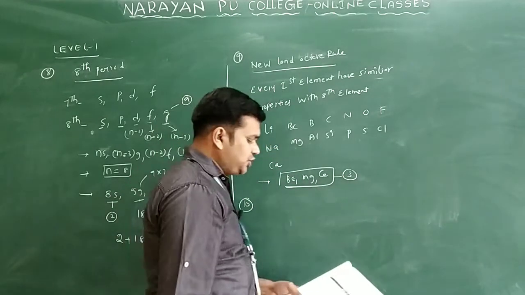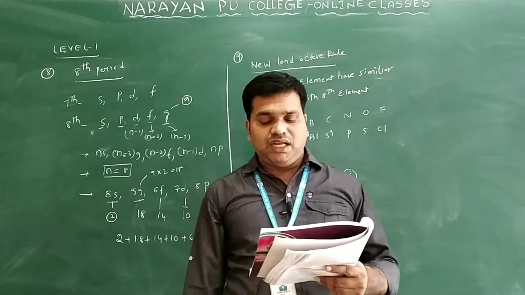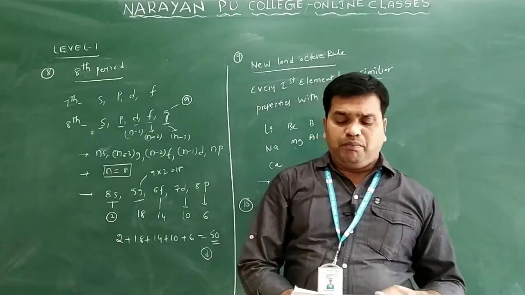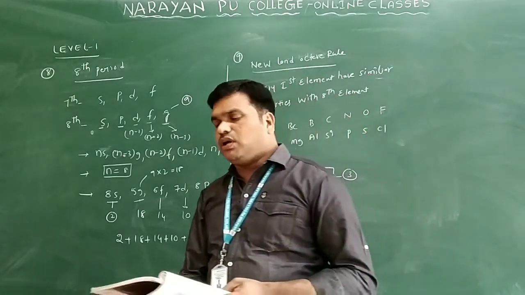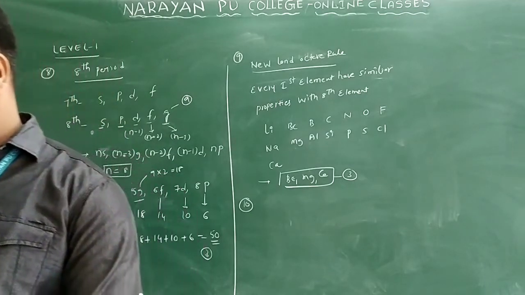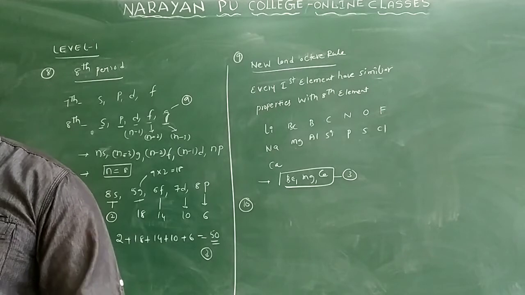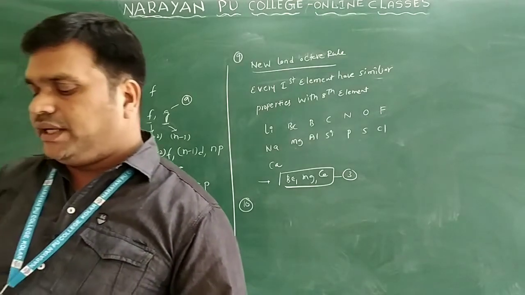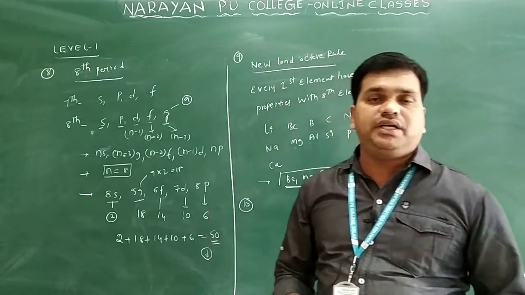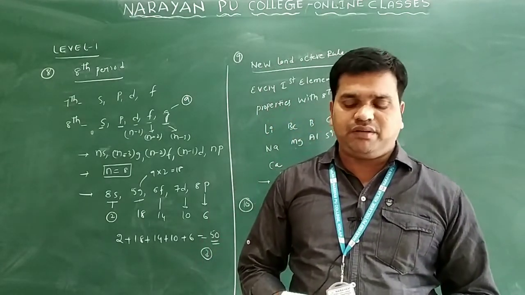Come to the next, we have question number 10. It is a direct question only. In the modified Mendeleev periodic table, the total number of groups is what? What are the options given? The first option is 8. The second option is 9, the third option is 18, and the fourth option is 12.